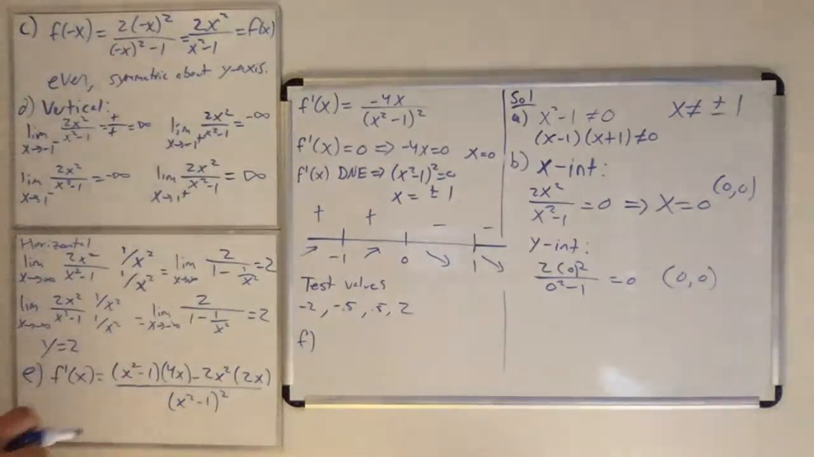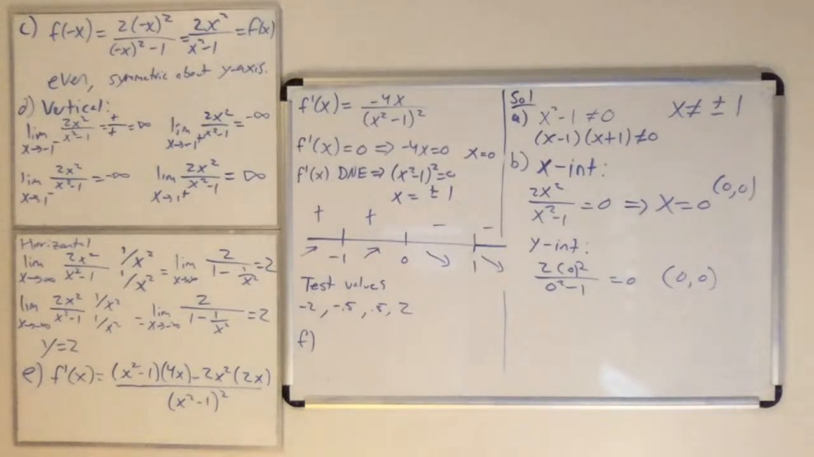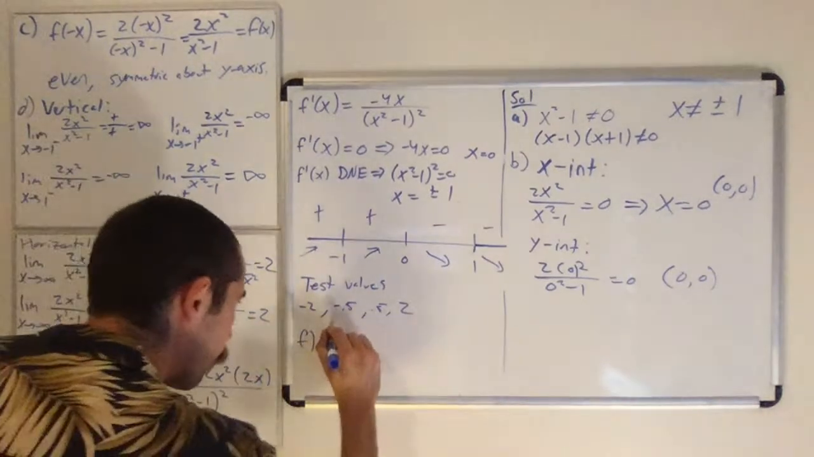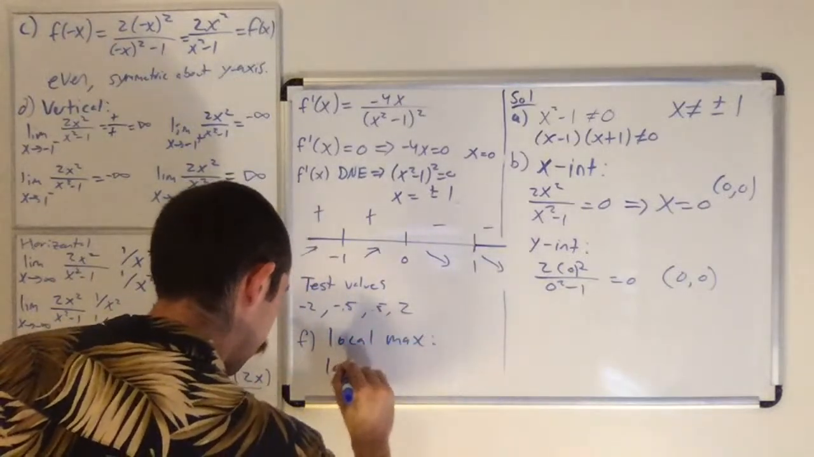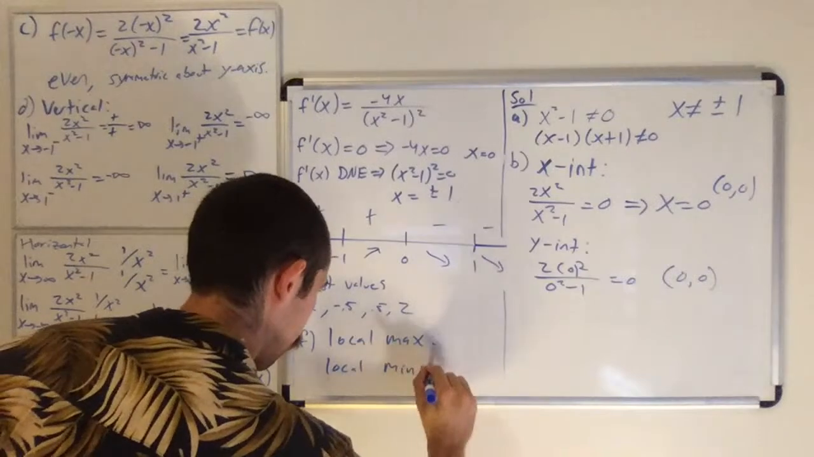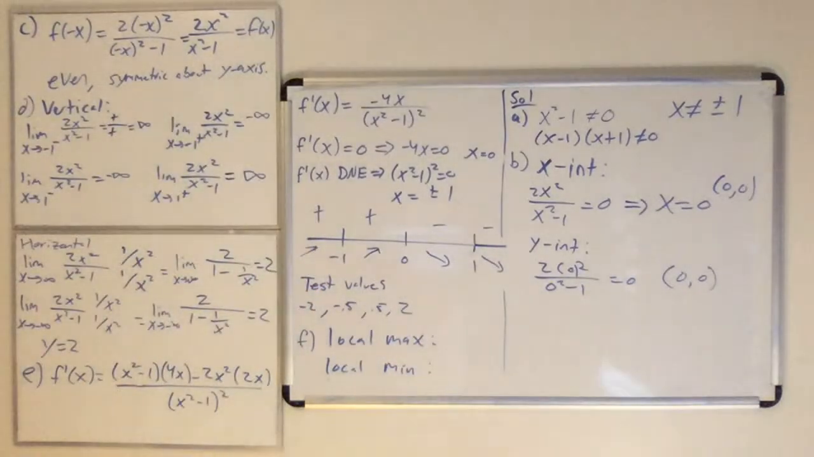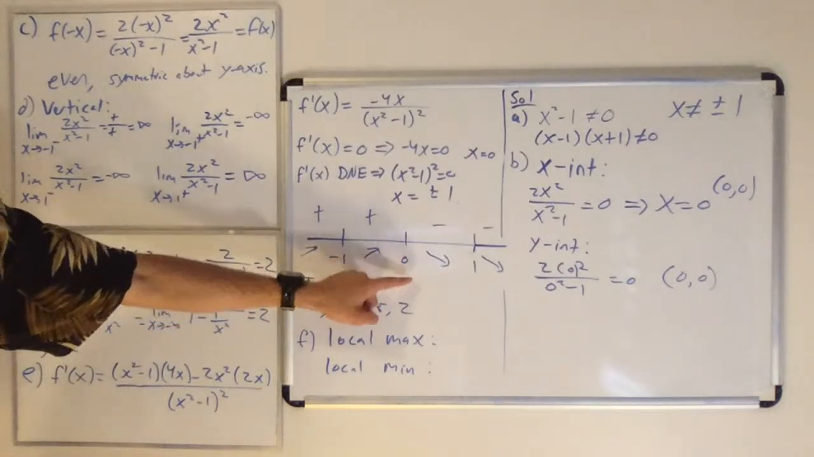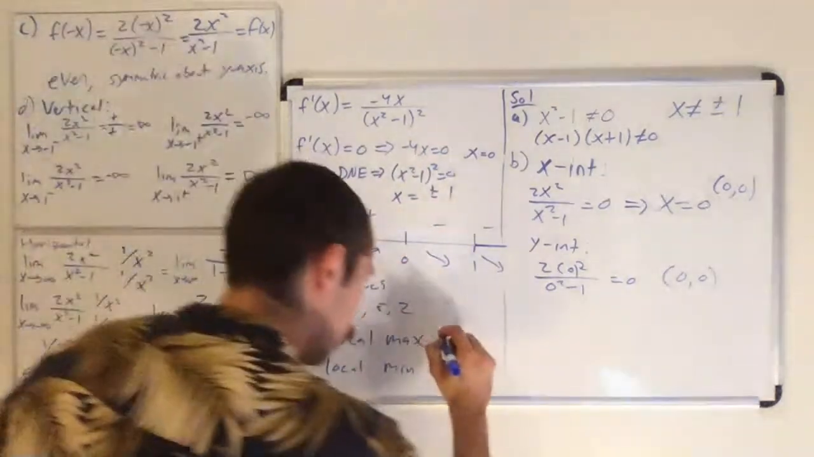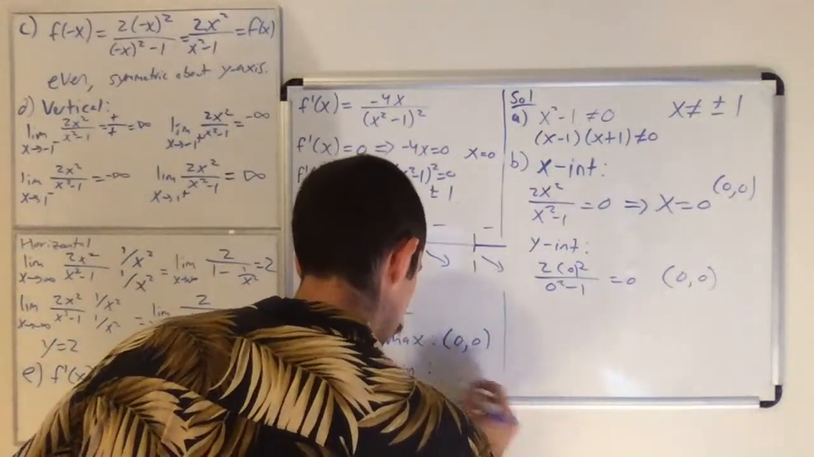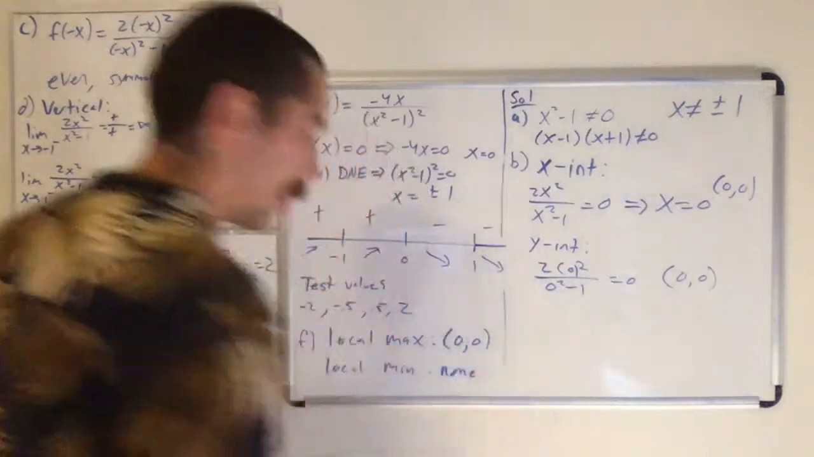Are there any local max or local mins? Yep, Isabella, you're right. Local max at 0, 0, right? Because our function goes from increasing to decreasing there. And there's no local mins.